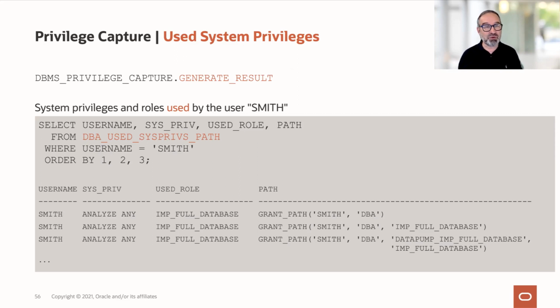But the DBA used sysprivilege path. So this tells me now that the user Smith here had analyze any and got it through the IMP_FULL_DATABASE role. So you see the exact path, how the user got to that privilege. And he used it. Okay.